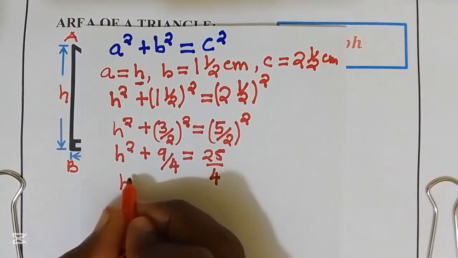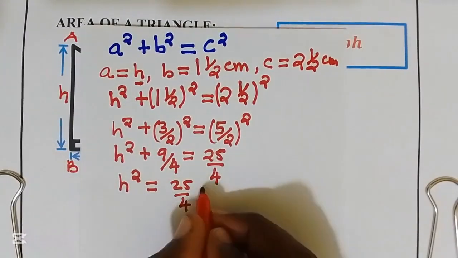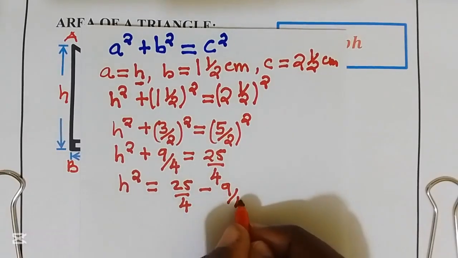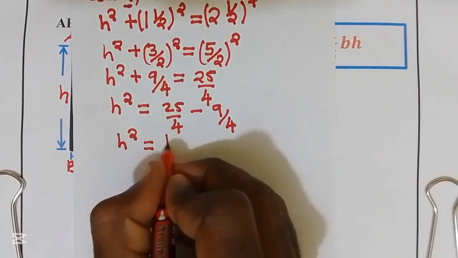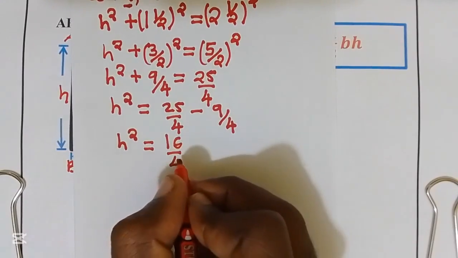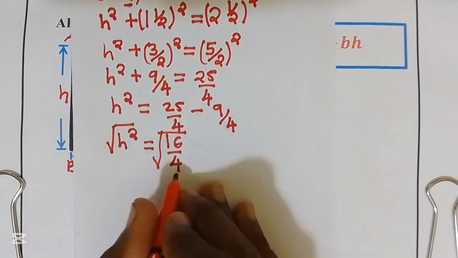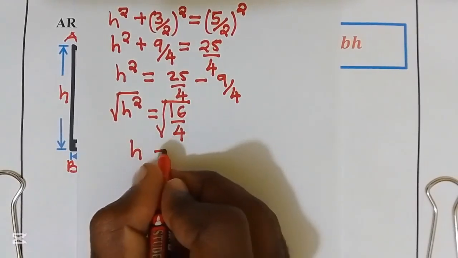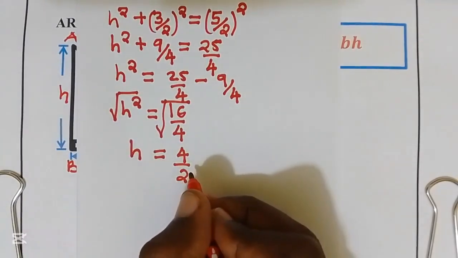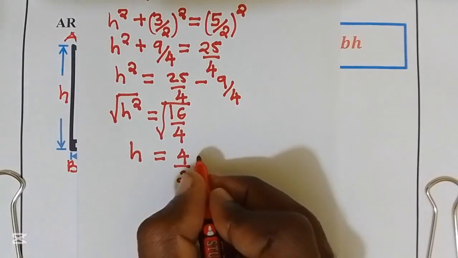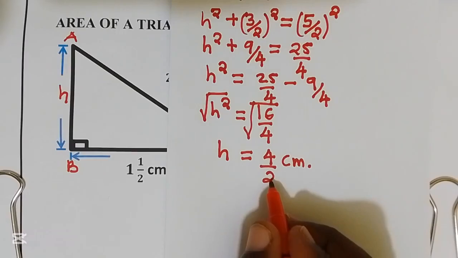Let us bring 9/4 to the right-hand side. That is, H squared is equal to 25/4 take away 9/4. H squared is equal to 16/4. I'm going to take the square root of both sides. That is H is equal to 4/2. This is in centimeters. We got our H equal to 4/2.